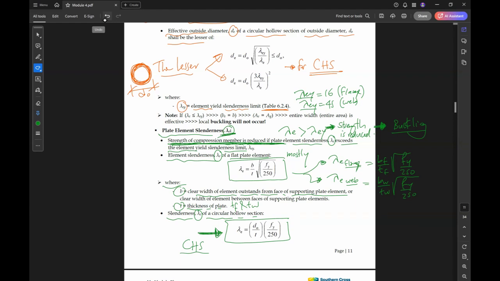Okay. So after we calculate lambda E and lambda E, Y. If lambda E is more than lambda EY, this means B effective equal to B and area E is equal to area gross. So the entire width of the member is effective and the local buckling will not occur. So this is a special case. If lambda E is less than lambda E yield, local buckling will not occur.